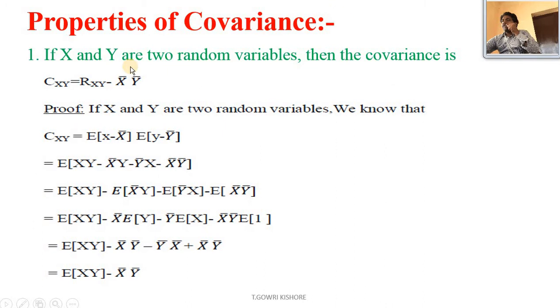So, properties of covariance. Number 1: if x and y are two random variables, then the covariance is Cxy equals Rxy minus x bar into y bar. Proof: if x and y are two random variables, we know that Cxy equals expectation of (x minus x bar) into (y minus y bar).